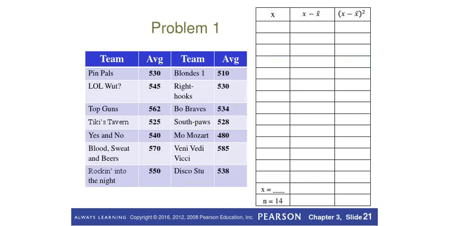We look at our list right here, and we eyeball it to see what is the smallest. And we see right over here, the team Mozart has a low score of 480. So that becomes our first entry, 480 right there. And what we're going to do is go down the list and one by one choose these values and order them from smallest to largest. It looks like the next largest one is Blondes 1 with a 510 team score.